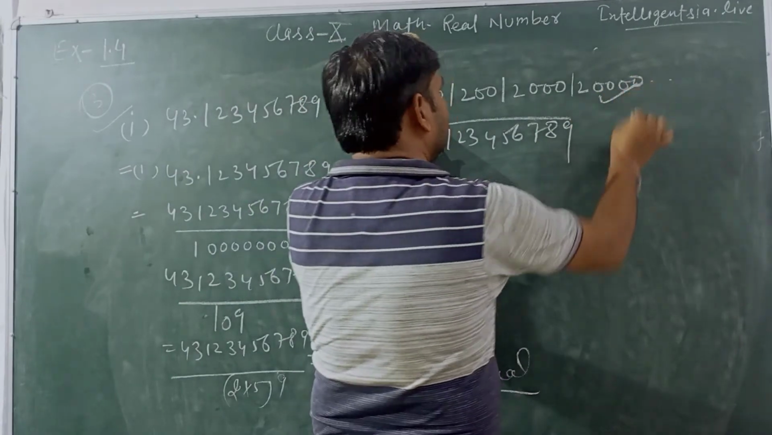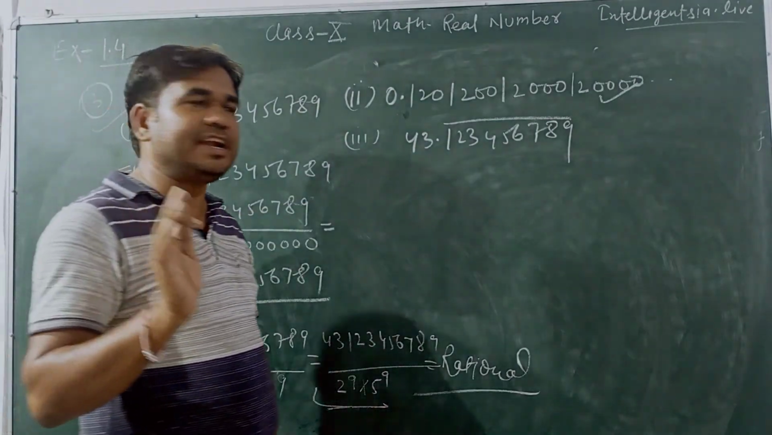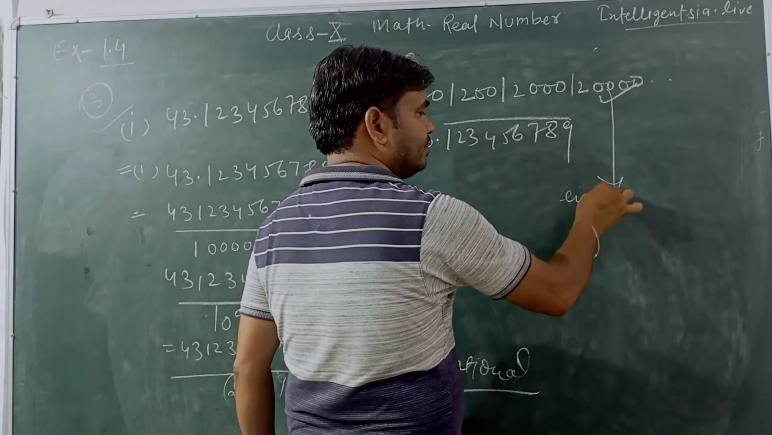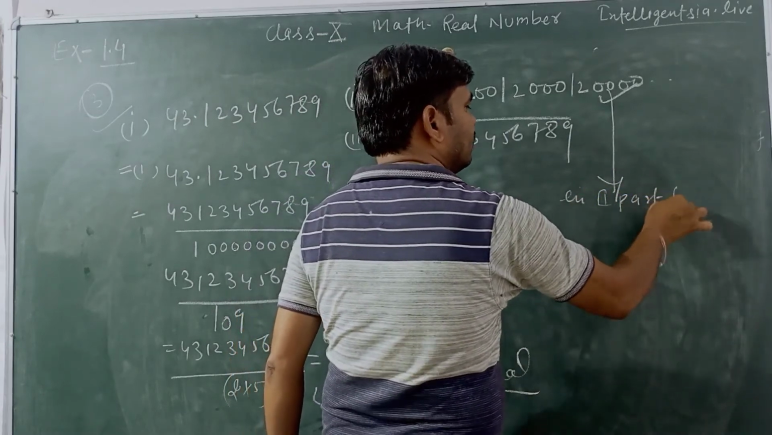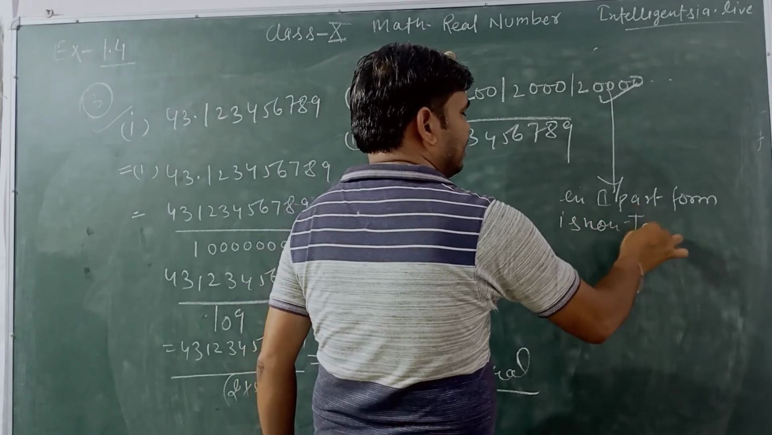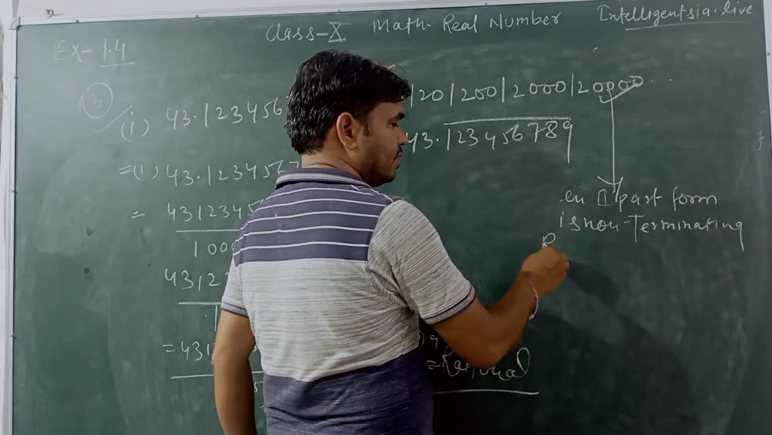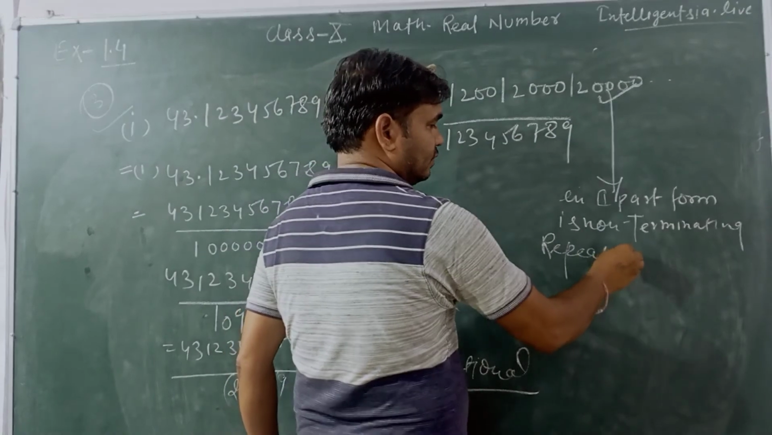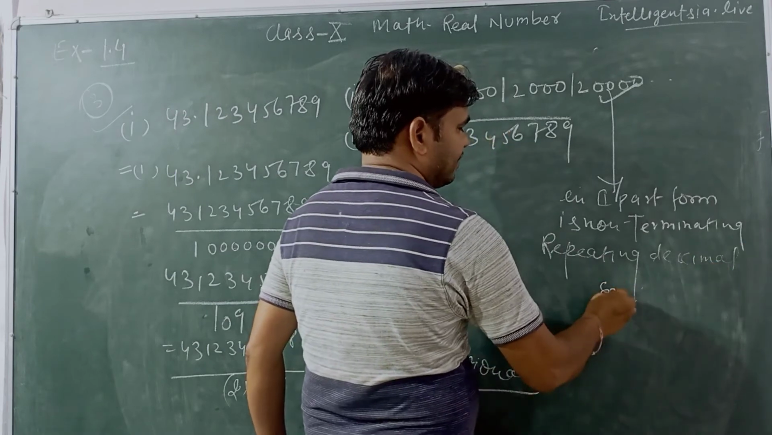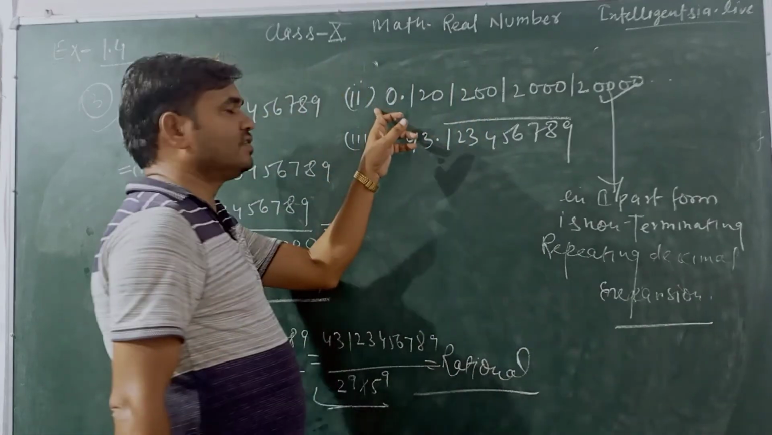You see, the form is already a non-terminating decimal expansion. So here the second form is a non-terminating repeating decimal expansion. So this is the second part.